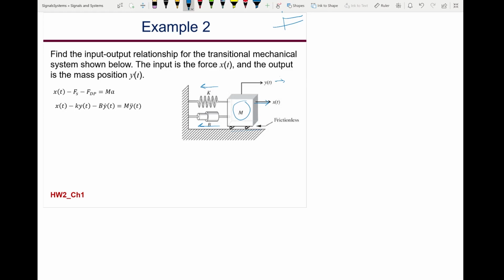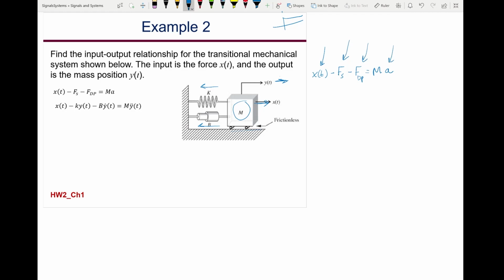And since the displacement is in this way, the applied force is winning. So then the equation will be x of t minus the force of the spring minus the force of the dash pot equals mass times acceleration. Well, good, I got the equation, but I don't have y of t. I am interested in a differential equation that relates the input to y of t. So I have to express this somehow in terms of x and y.